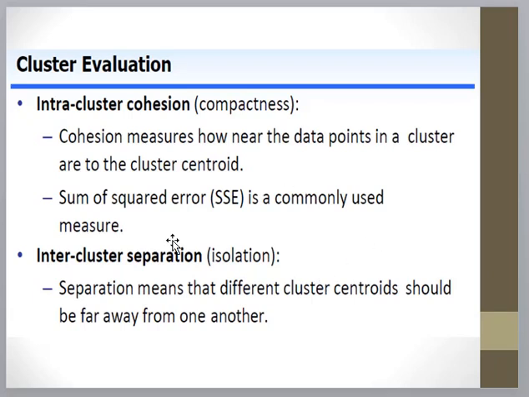Similarly, if we want to evaluate the cluster on the basis of isolation, it means separation, which means that different cluster centroids should be far away from one another. And what this cluster centroid is, we will look at in detail when we look into the k-means clustering algorithm. Then we will see what the cluster centroid means, how we try to find a separation between these two points, and how we can see that the centroids of the two clusters are far away from one another.